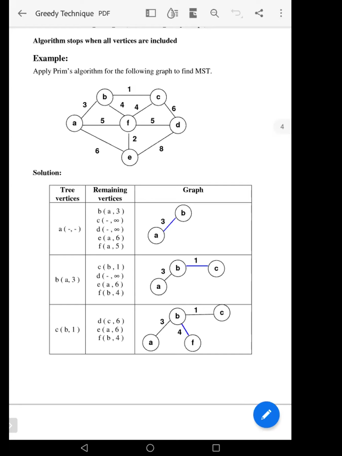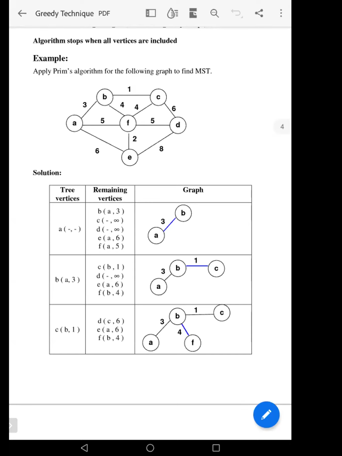So from here we find the minimum weight. The minimum weight is 3. So we draw an edge. We draw an edge AB, because 3 is the weight that is being reached for the edge AB. So we draw the graph, that is AB, because 3 is the minimum among these.